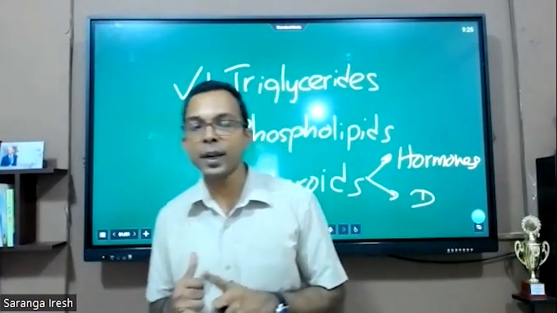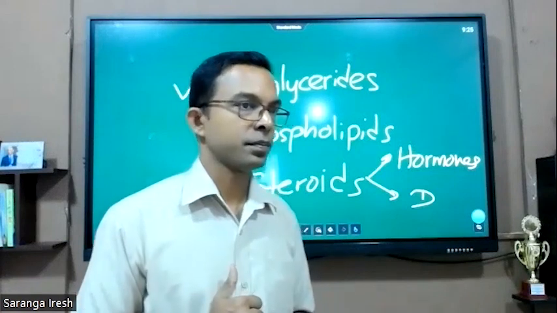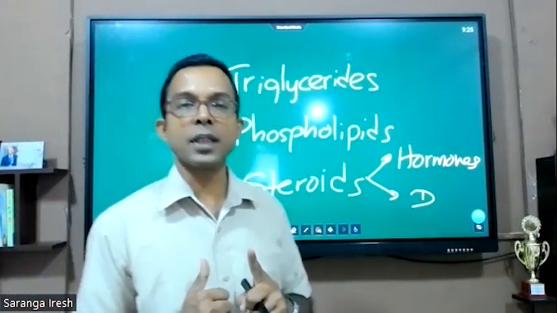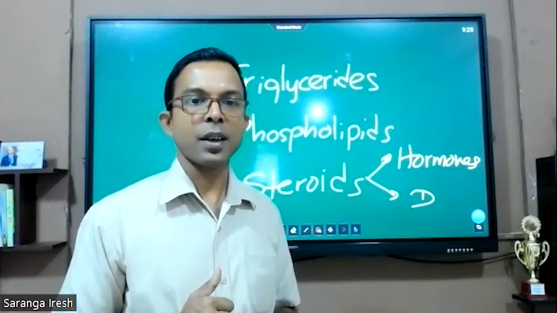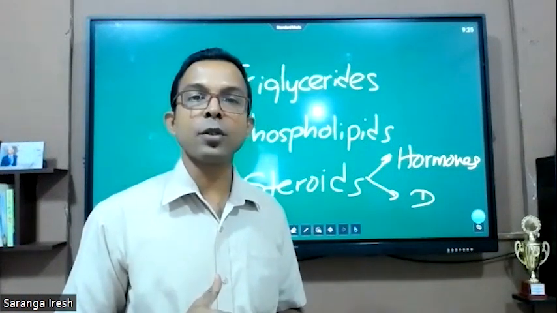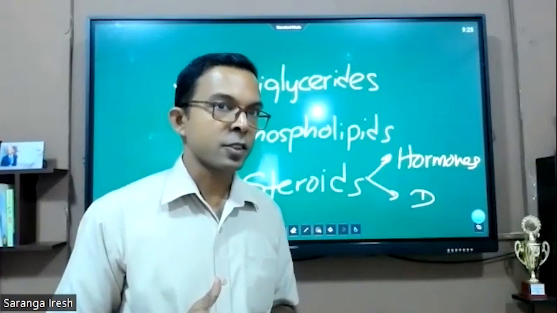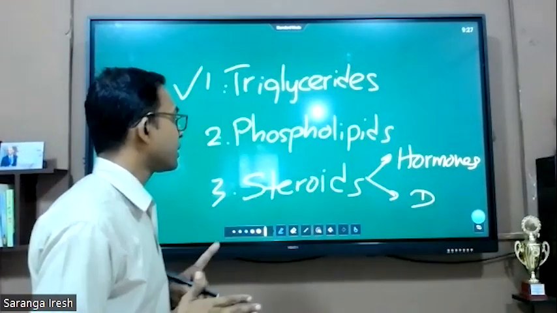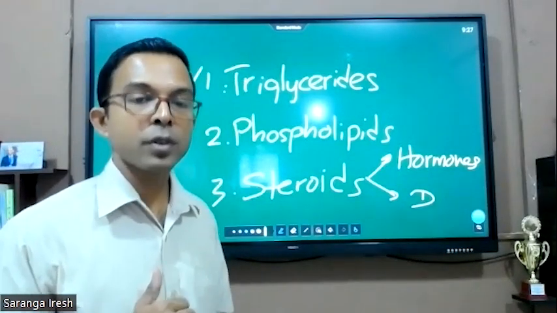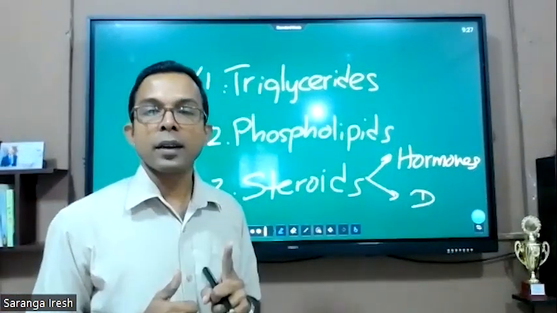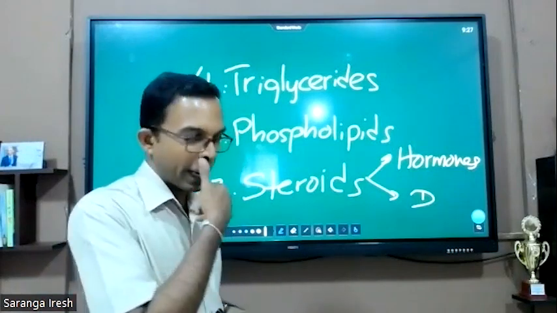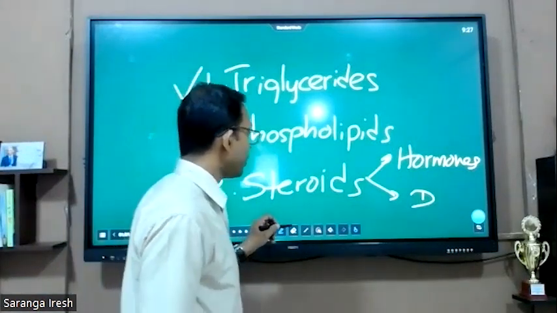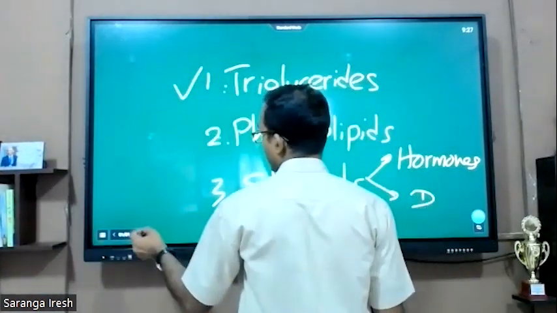So what is the most common type? Triglycerides. They are the fats deposited under the skin. They are the fats produced by the plants. And phospholipids are used to produce the structure of the cell membrane. And steroids serve as hormones, vitamins, and sometimes cholesterol. So these are the functions. And I said that the most common type is triglyceride.